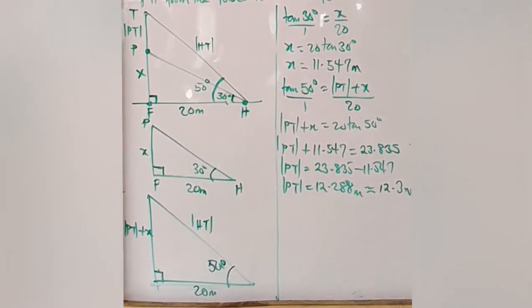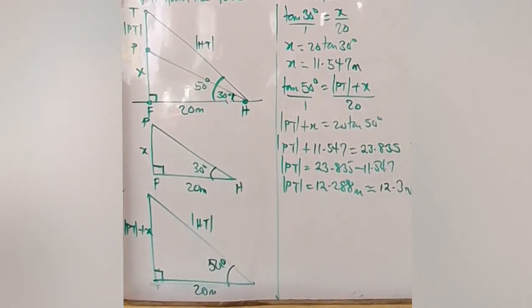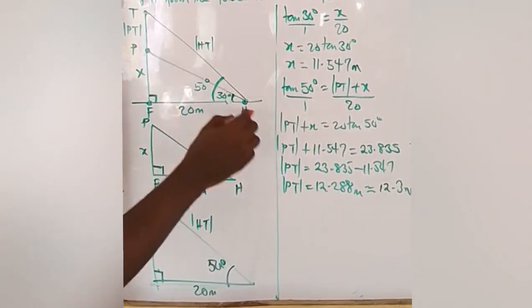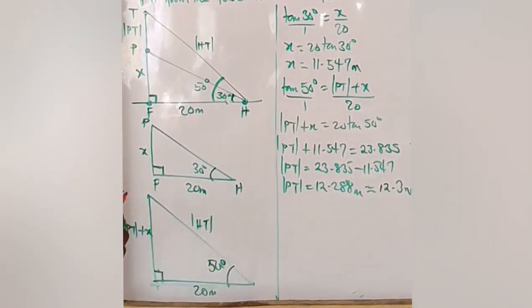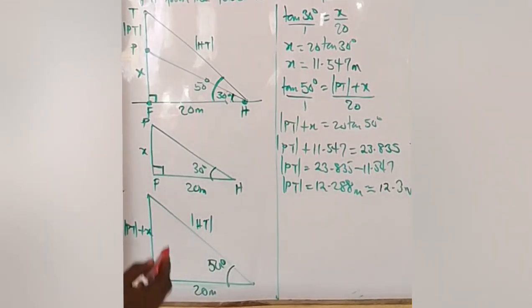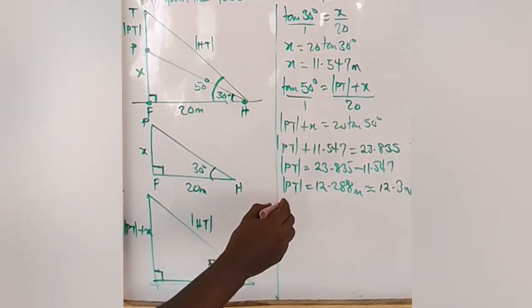Next part of the question, we are told to look for HT. HT belongs to this second triangle. So we already know 20 here, right? So we can get HT. This is the hypotenuse, and we have the adjacent. Adjacent, hypotenuse. So we can use what?